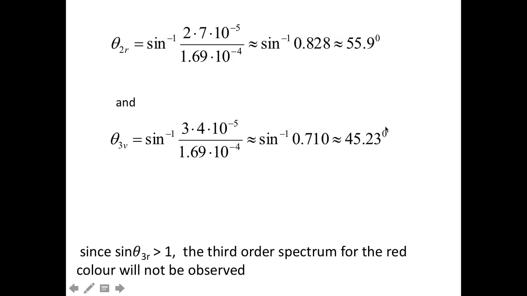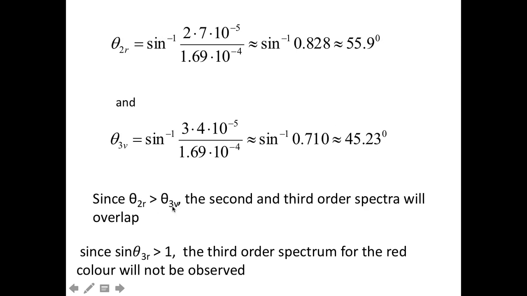So now you can say that this angle is greater than the theta third order violet. That's why the second and third order spectra will overlap, because theta 2r is greater than theta 3 violet.